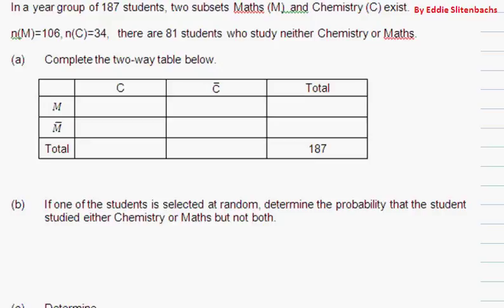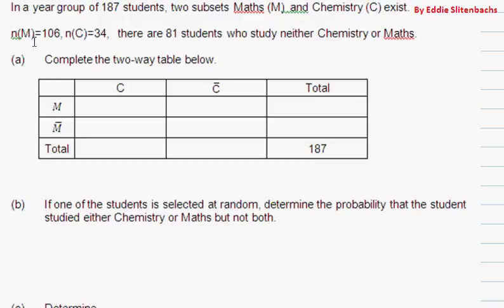We're looking at doing this question, and as we look at it we can tell that it's going to be a two-way table, and it's going to be involving some probability type of questions. So we've got in a year group 187 students, two subsets, maths and chemistry, exist.